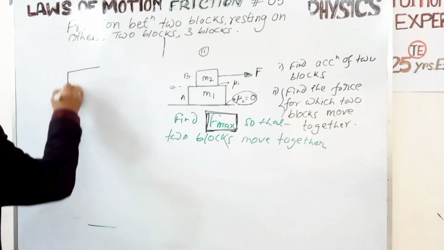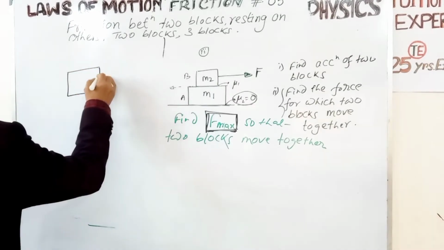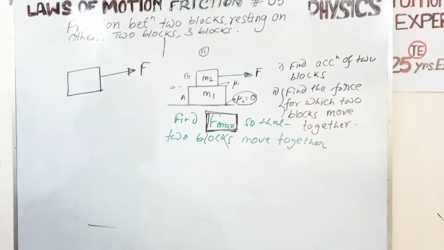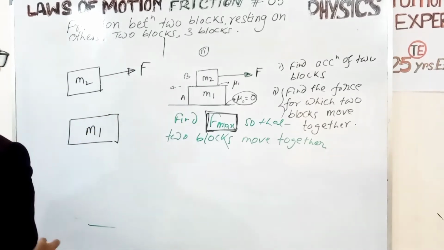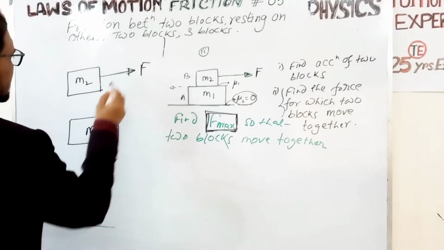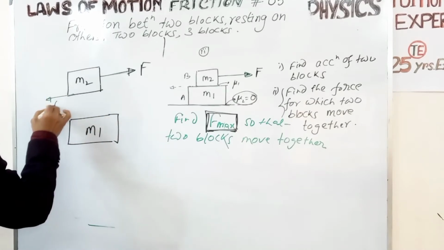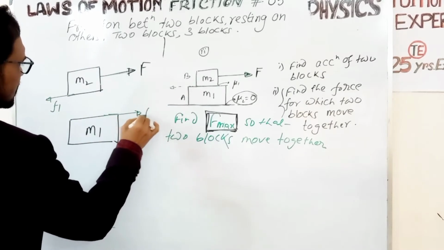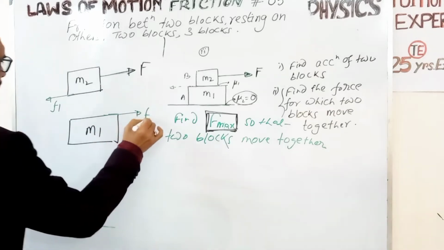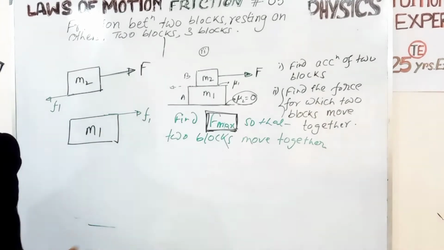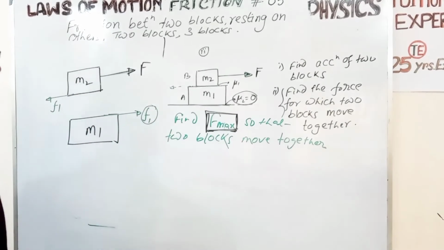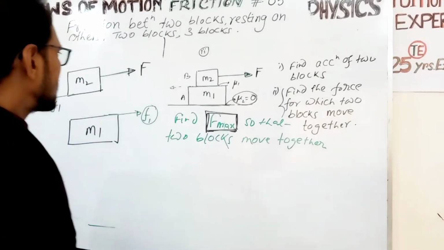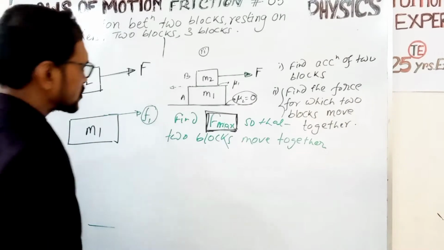Now for that we draw the free body diagram. Suppose this is F, this is m2, and this is m1. Now if force is applied here, then friction force acts in this direction. This friction force is now the driving force for the block m1. The block m1 moves in this direction with this friction force. So friction force doesn't always oppose the motion. Sometimes friction force causes the motion of the body.